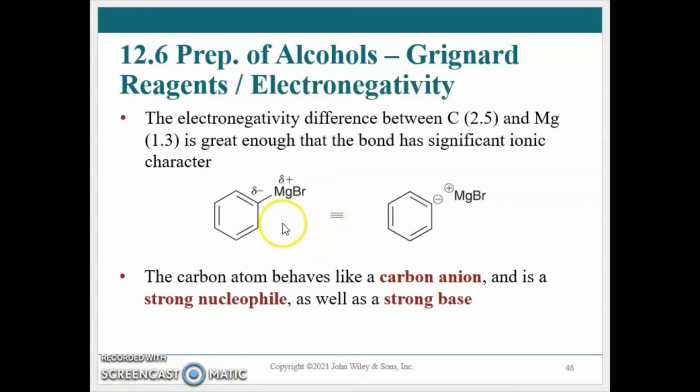Now, in general chemistry, we learned that a bond between a metal and a non-metal will be ionic, and this bond has a significant ionic character. It's not truly ionic, but it has a significant ionic character, and it will behave as if this is a carbanion. It does not actually generate a carbanion, but for our purposes, it'll probably be simpler to think of this as a carbanion. It will also behave as a strong nucleophile and as a very strong base.